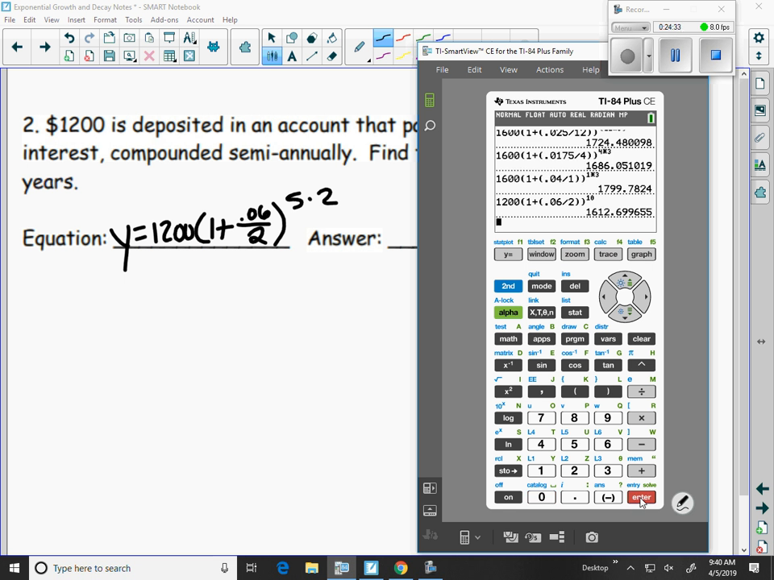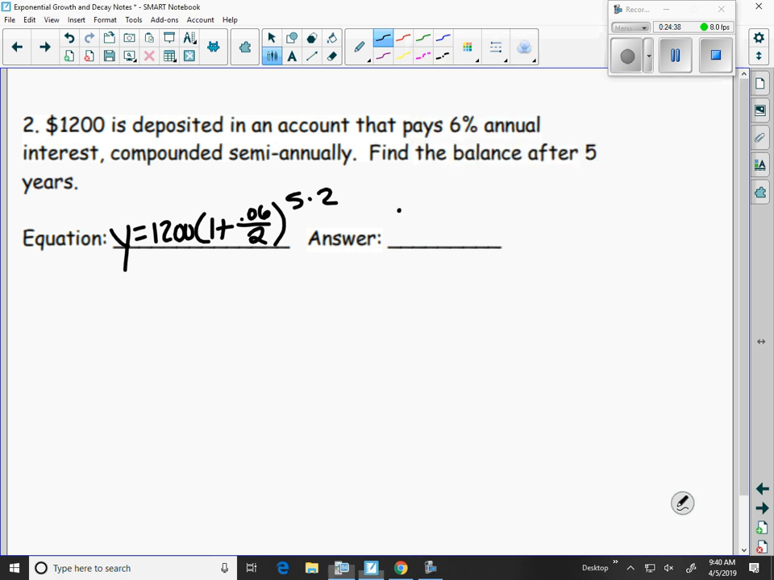I'm getting 1612.7. Okay, when you're done with those, go ahead and do the right-hand side.